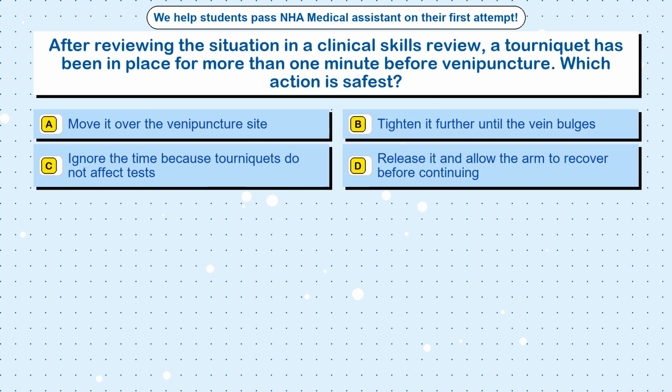Question 69. After reviewing the situation in a clinical skills review, a tourniquet has been in place for more than 1 minute before venipuncture. Which action is safest? Option A. Move it over the venipuncture site. Option B. Tighten it further until the vein bulges. Option C. Ignore the time because tourniquets do not affect tests. Option D. Release it and allow the arm to recover before continuing.